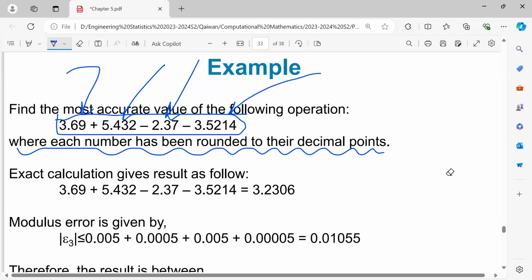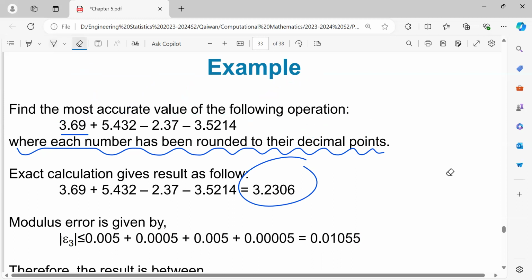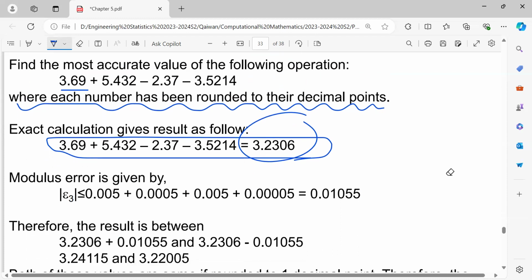To solve these types of questions, we must first find the exact value. The exact value is the sum and subtraction of these values. We say it is 3.69 plus 5.432 minus 2.37 minus 3.5214. This equals 3.2306. Here it's calculated. Okay, this is the exact value. In the first step, we just find the exact value, which is this. In these types of questions, we actually have just 3 steps. This is the first step.